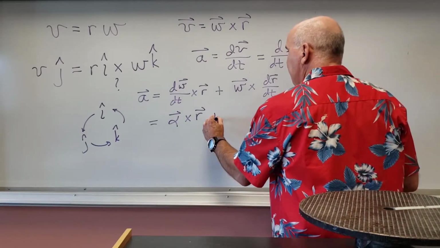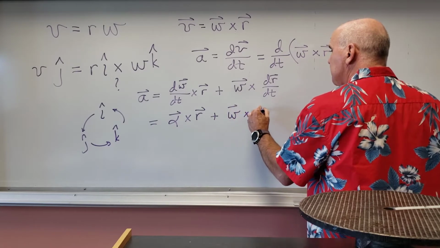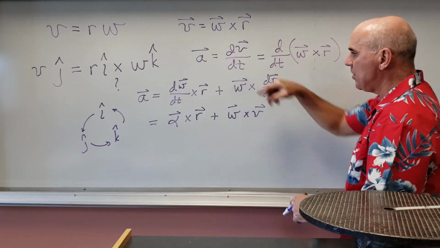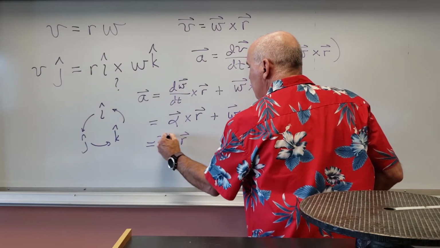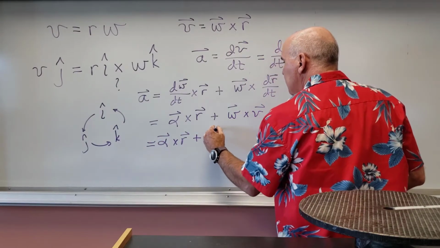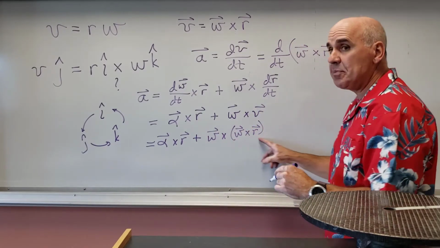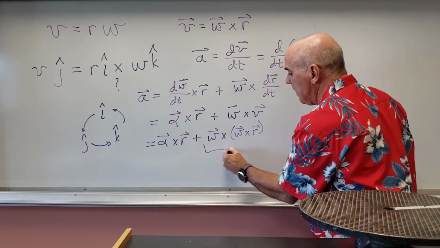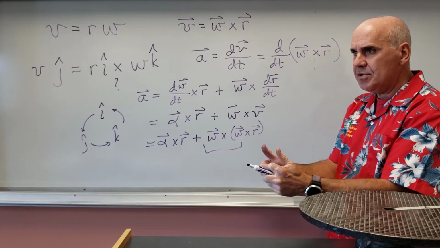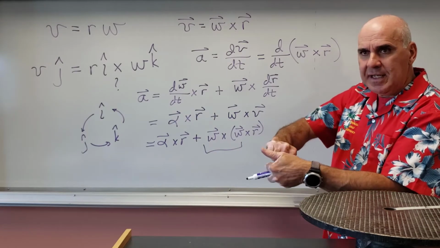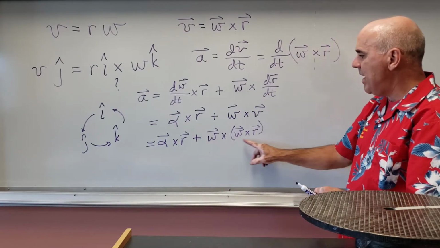Over here, what do I have? I have omega cross dr dt. That's omega crossed with v. But v is omega cross r. So this comes out to be alpha crossed r plus omega crossed omega cross r. You've got to be really careful with the parentheses. If I do omega cross omega, they're parallel to each other and I'll get 0. Two vectors of the same direction or opposite direction will give you a cross product of 0. So I can't do that.